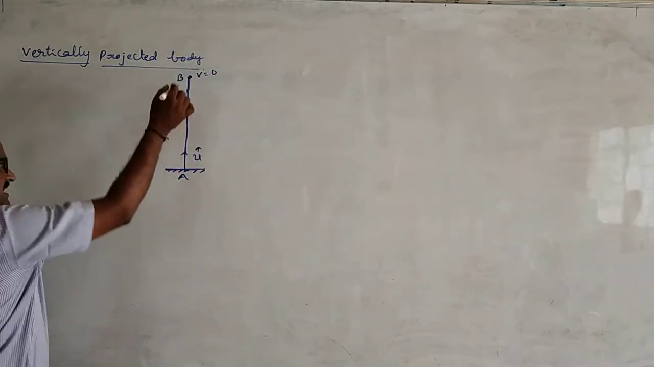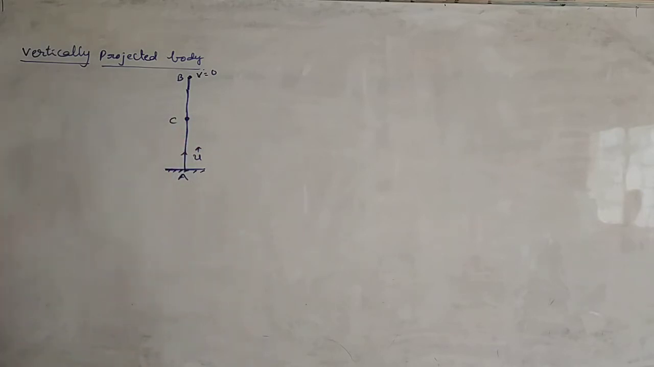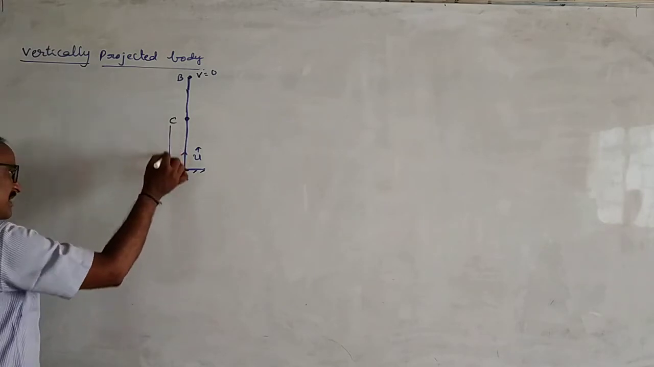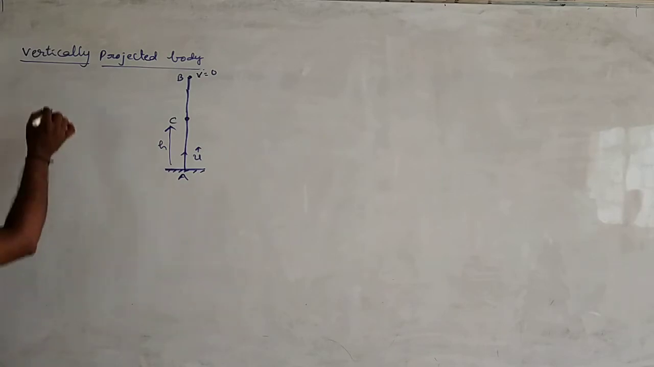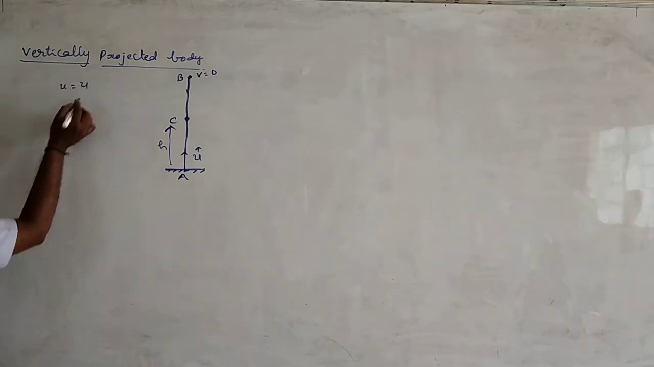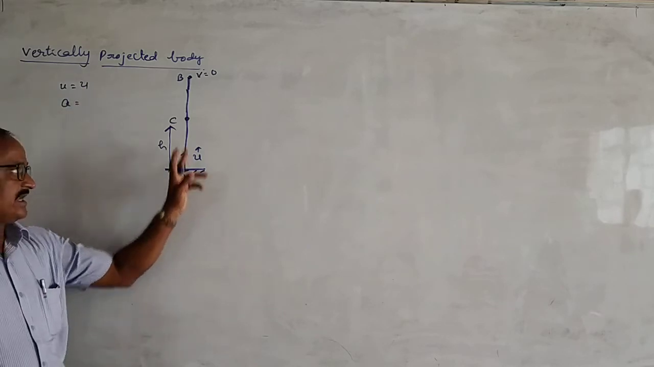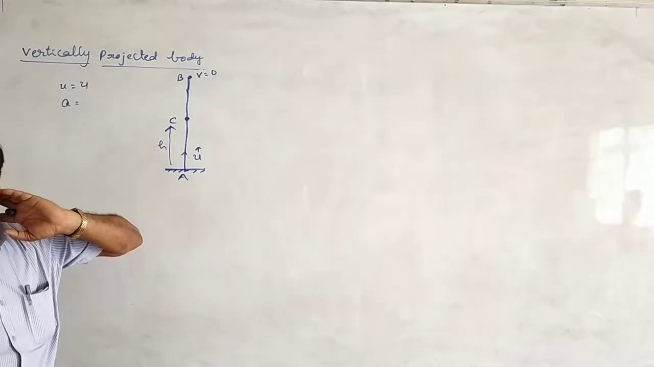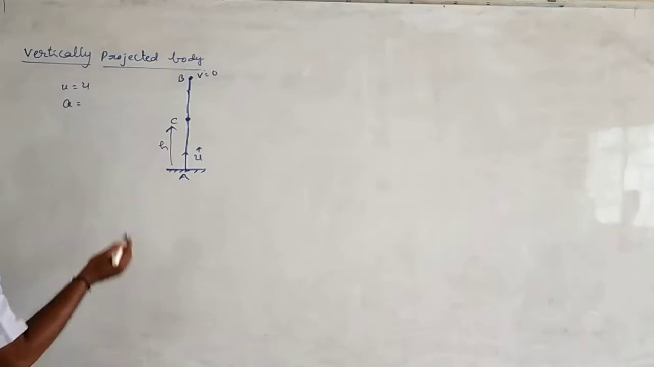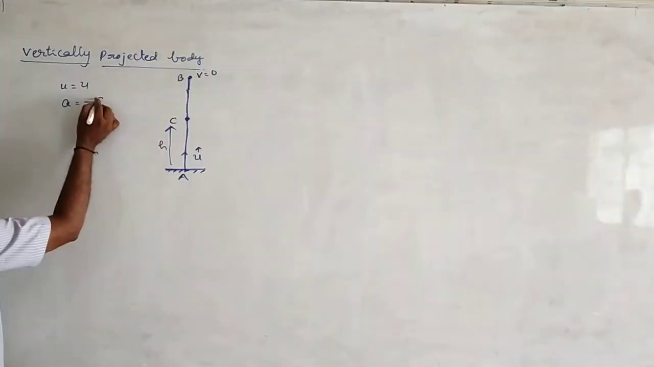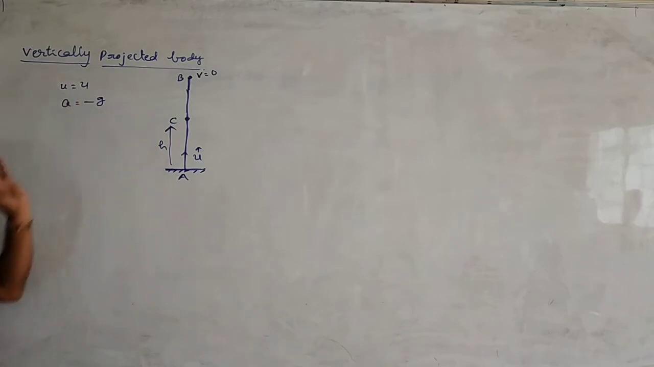But in between A and B, let us assume one more point C. Here, the height of the point C from the ground is equal to h. In the case of vertically projected bodies, the initial velocity is given by u, and what is the acceleration? While going in the upward direction, velocity goes on decreasing and the final velocity will be less than the initial velocity. So the acceleration a is negative, which is equal to minus g. These are the conditions for a body to be projected vertically upwards.